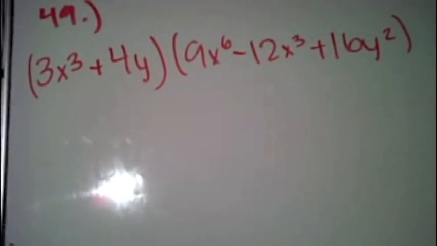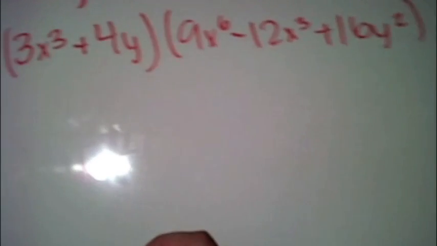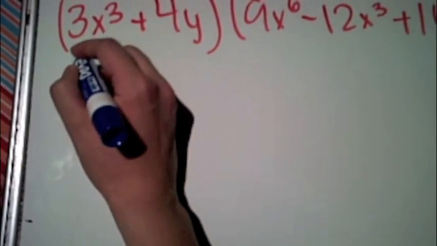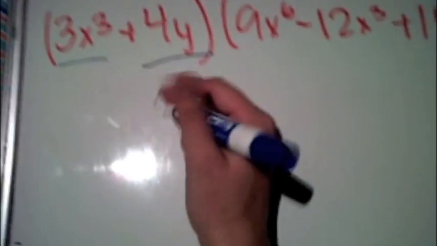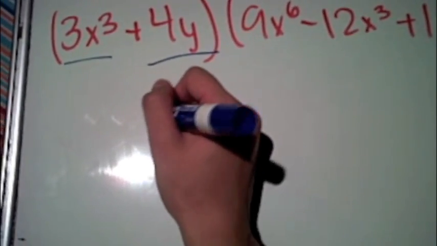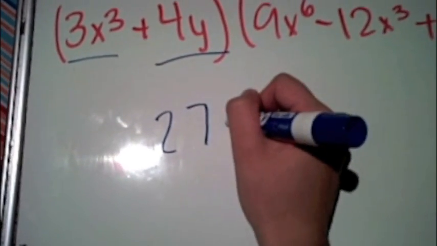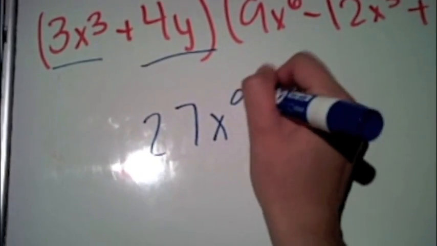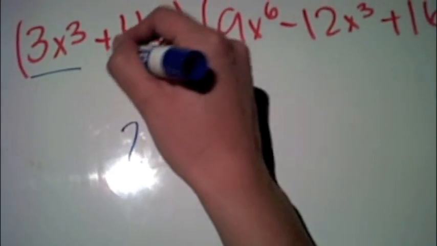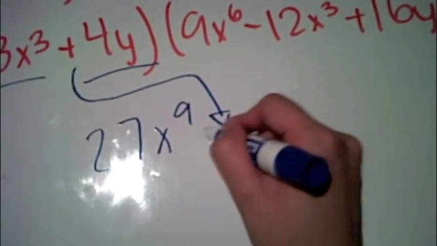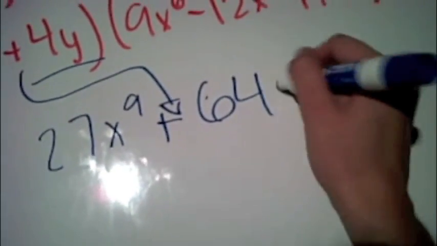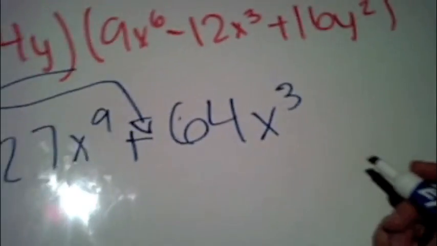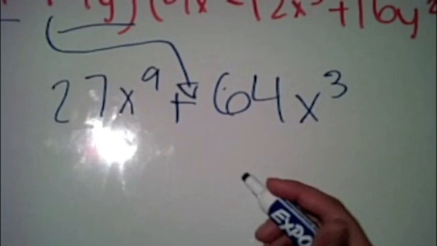This is the first problem, and to factorize it, you do this to the power of 3 and this to the power of 3. So you get 27 x to the 9, and then you bring down this sign, plus 64 x cubed. And this is your final answer.